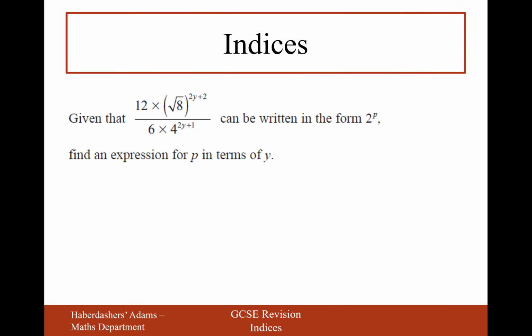Okay, this is a very tough question. I really do hope you've given this a real good go. So, first of all, I'm going to cancel down the 6's, so it's a 2 at the front there, and the 6 gets cancelled there.